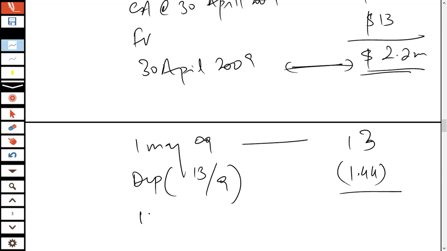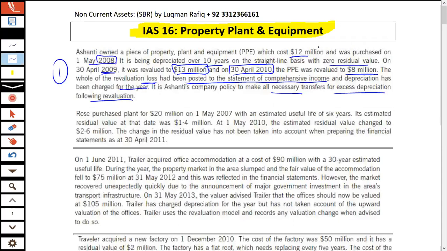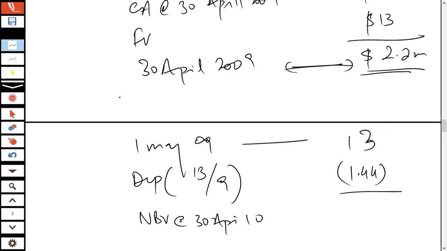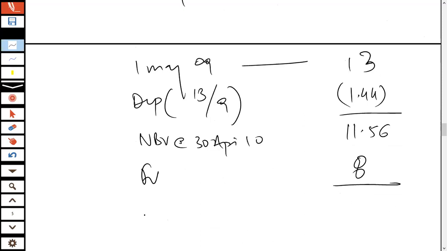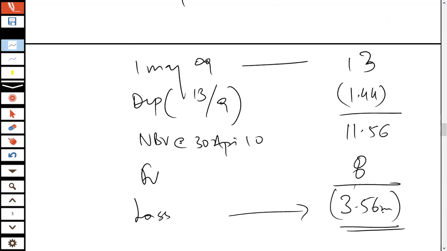Resultingly, the net book value at 30th April 2010 is going to turn out to be 11.56. And we now know that there is a fair value. And what is the fair value? The fair value is $8 million. So there is going to be a loss, and the loss is going to be of what? This 11.56 less 8, a loss of 3.56 million is to be recognized. Now, how exactly are we going to be accounting for all of this?